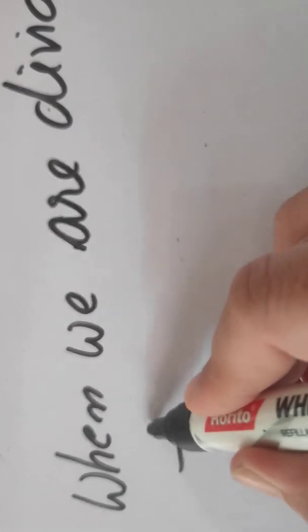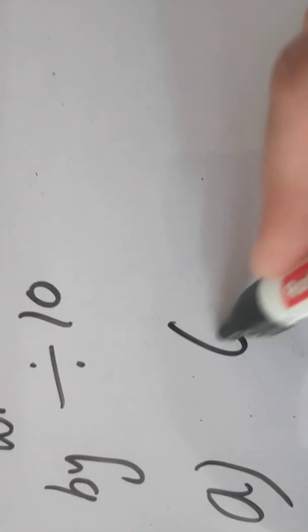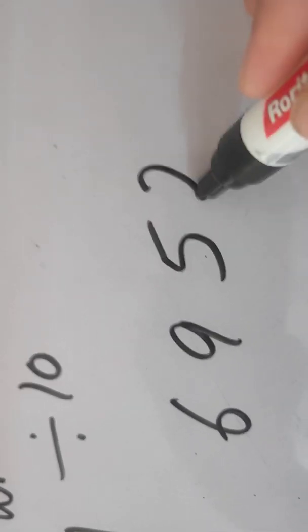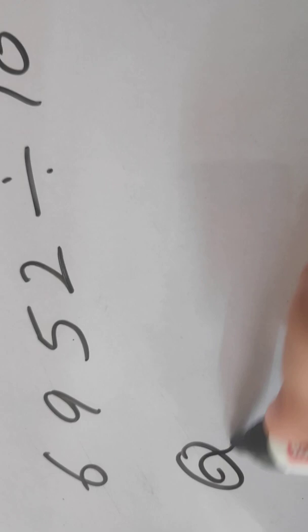So first of all, you have to learn this rule: when we are dividing by 10, what happens? Suppose the question is 6,952, we have to divide by 10. What will be the quotient here? What will be the remainder here?